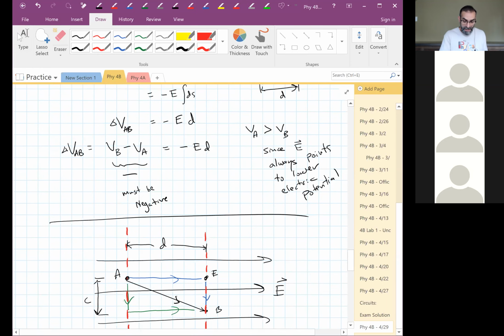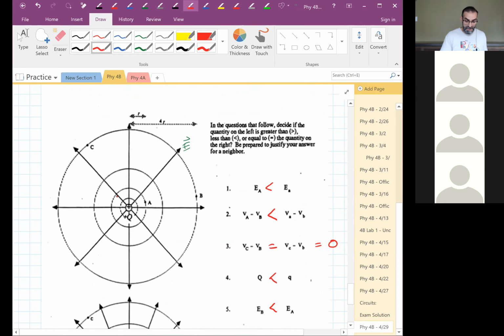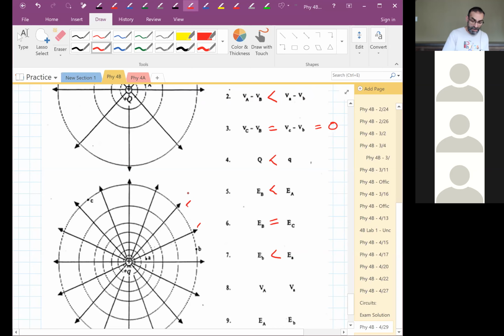So these are 0 because, if you integrate E dot ds, the dot product gives you 0, right? Because the electric field is perpendicular and we're going this way. Electric field perpendicular, we're going this way, right? We're moving perpendicular to the electric field, so the E dot ds gives you 0. Yes, the electric field is stronger here. You could tell because there are more electric field lines. Yes.